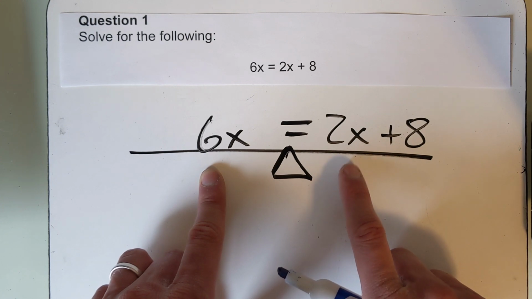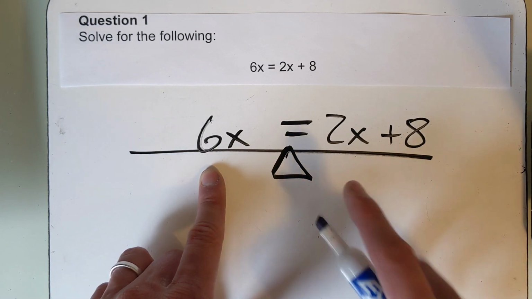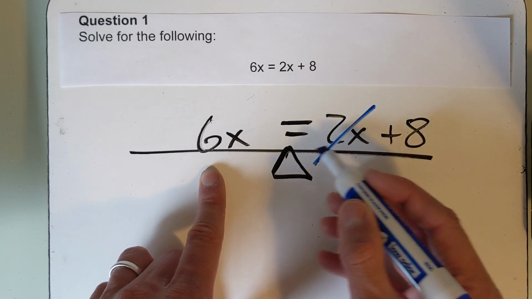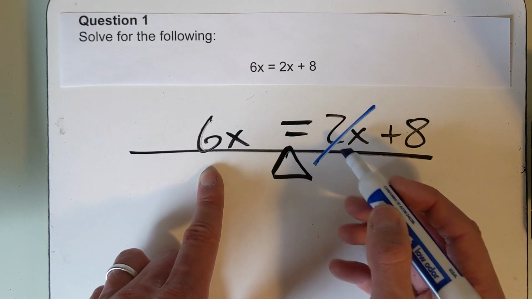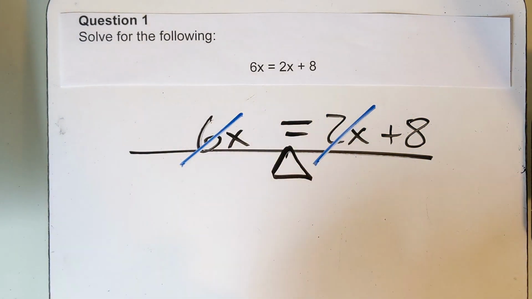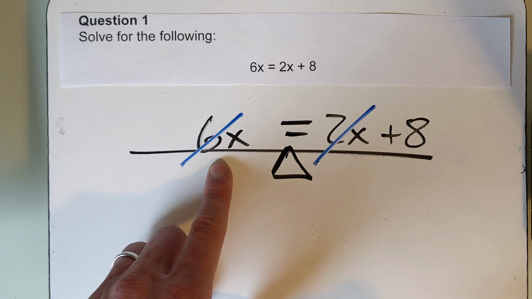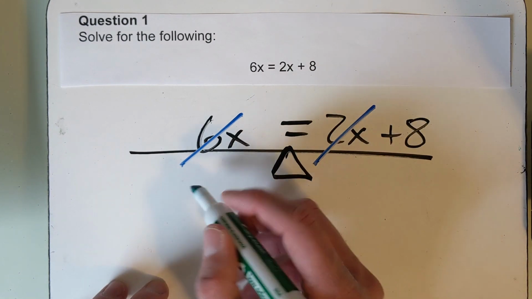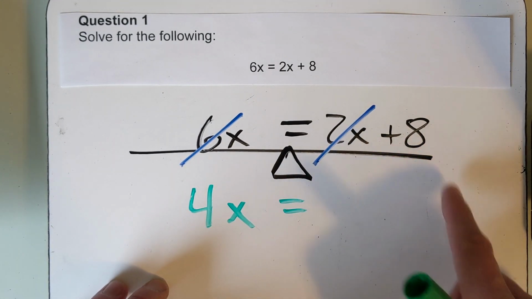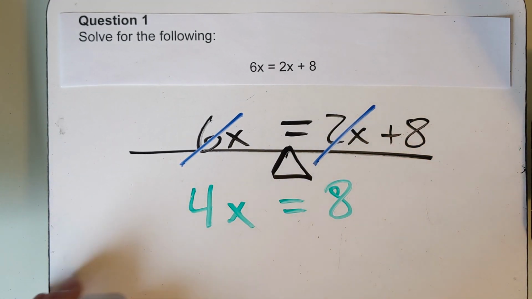Instead, we're going to take 2 x's, because we only have 2. So I'm going to take 2 of those away, which means I have to take the same amount away from here. If I took 2 away from here, I have to take 2 away from here as well. That means 6x's minus 2x's is going to give us 4x's. And that's going to be equal, we got rid of all of these, to 8.